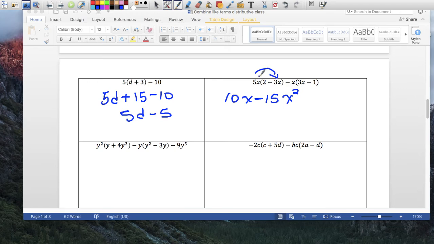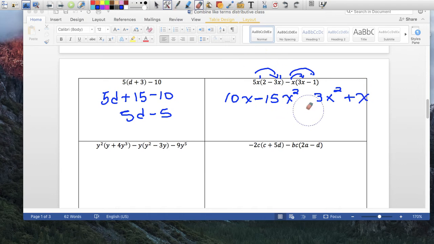Don't forget that there's a little 1 here. Minus, and that's an x. So if you want to make it 1x, be my guest. Makes it easier for you to see. So think of it as the negative x multiplying this and multiplying that. Negative x times 3x is going to be negative 3x squared. And negative x times negative 1 is going to be plus x, right?